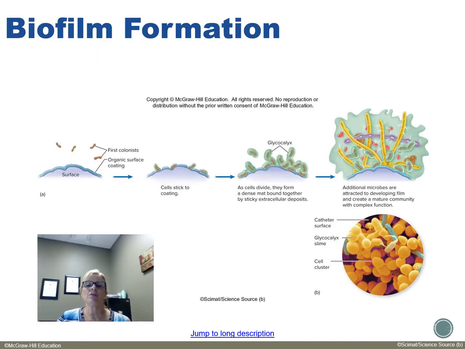So this is just a good illustration here of how these biofilms can form. You get a few bacteria here. That's the first colonists adhering to the surface, and then they're going to divide and make kind of like a little mat, and then eventually they're going to create this complex community. And so you can see way down here, you can't get to these bacteria. You can't treat them.